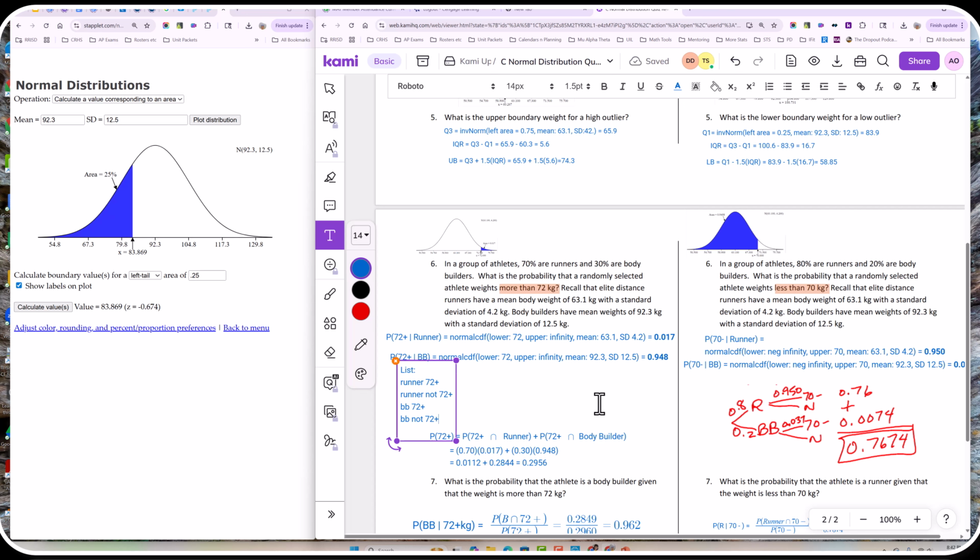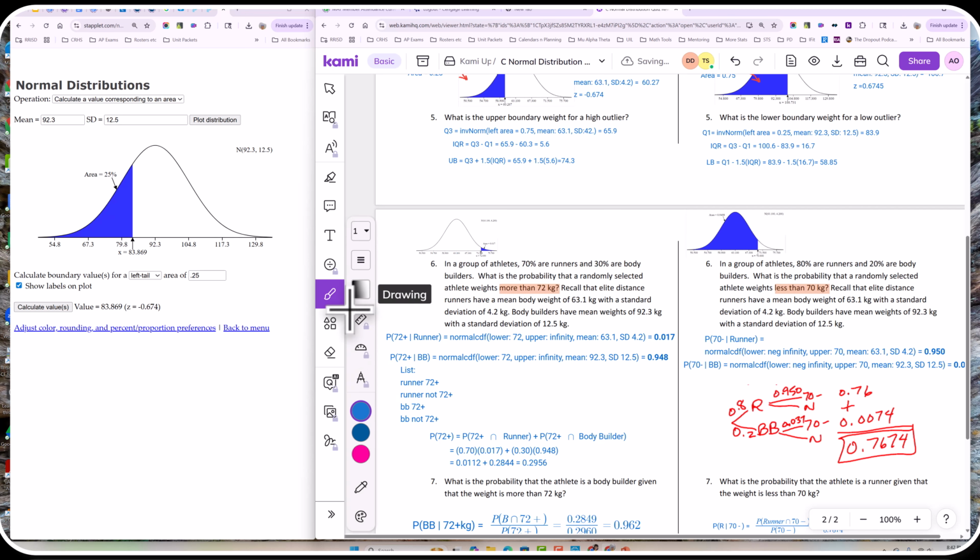And that's kind of what, when I do a tree, let me go ahead and do a quick tree. It's not going to be pretty. So they're either a runner or a bodybuilder. So there's my runner. There's my bodybuilder. Pretend that's a B.